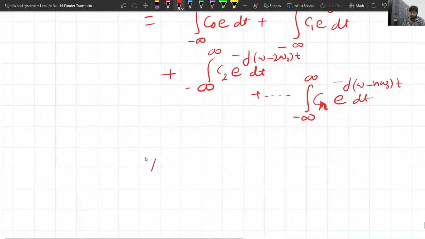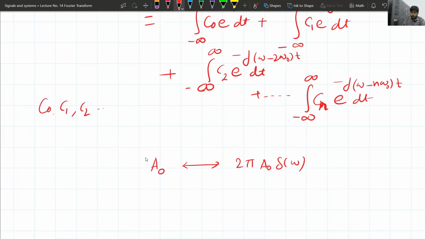As we know, any DC signal or any constant signal will have a Fourier transform of 2 pi a naught del omega. Now we see that C0, C1, C2, Cn are numeric values or constants, the Fourier series coefficients.